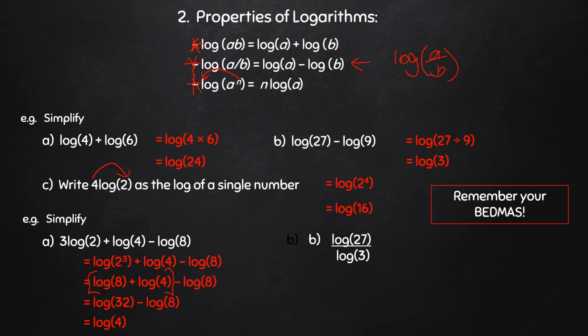So what we're going to do is change the top line a little bit and say, right, 27 is 3 to the power of 3. We're going to pull the 3 out the front using the last log rule there at the top. So it becomes 3 log 3 over log 3, and now that they're both log 3, they can now cancel out, and all I'm left with is 3.